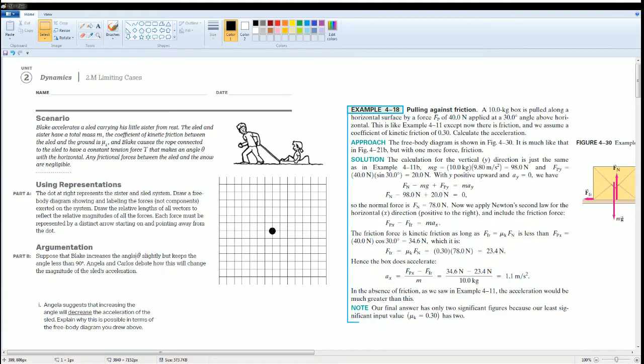Here's the scenario. Blake accelerates a sled carrying his little sister from rest. The sleigh and the sister have a total mass m. The coefficient of kinetic friction between the sled and the ground is mu k. And Blake causes the rope connecting to the sleigh to have a constant tension force T that makes an angle theta with the horizontal. Any frictional force between the sleigh and the snow is negligible. Part A asks you to draw the free body diagram.